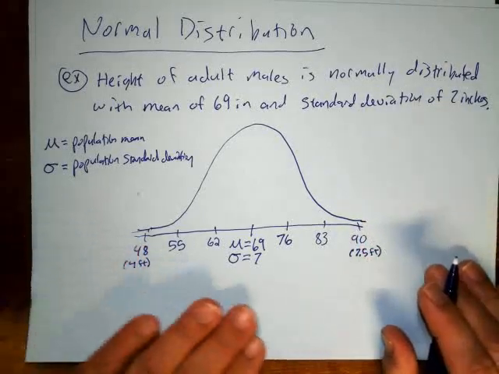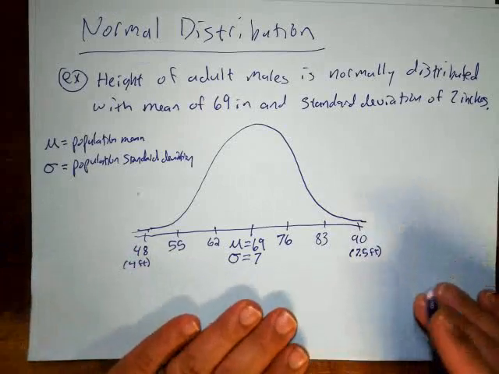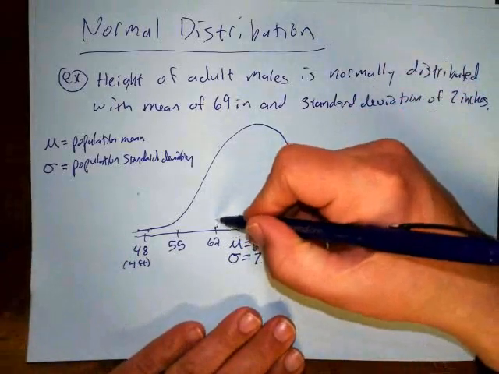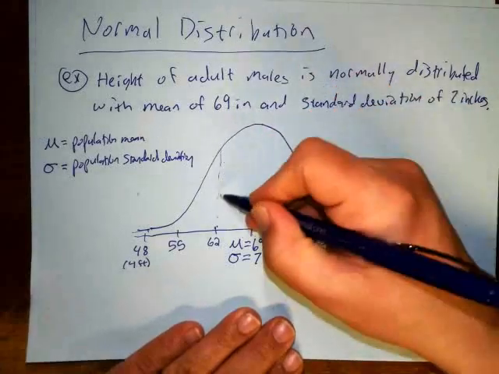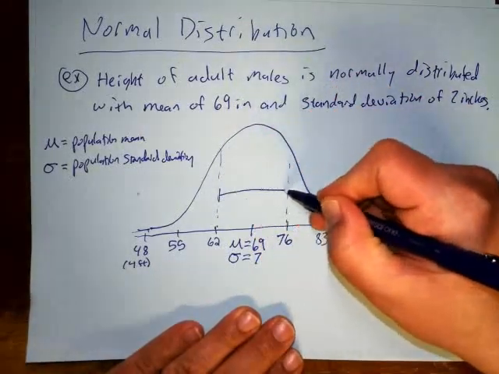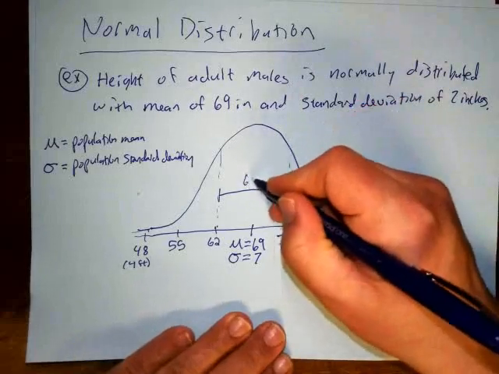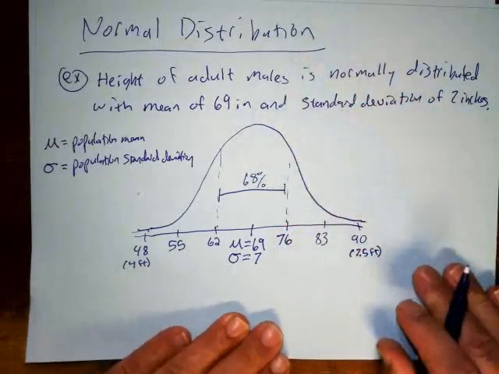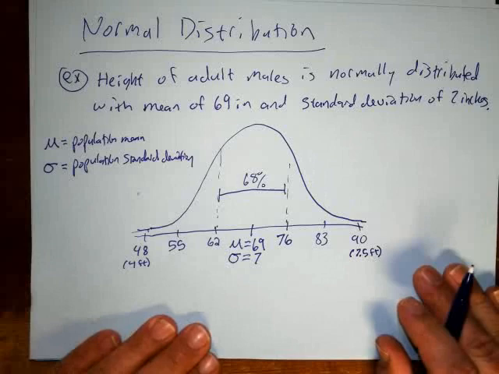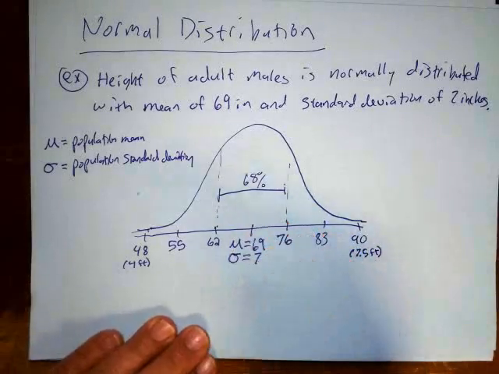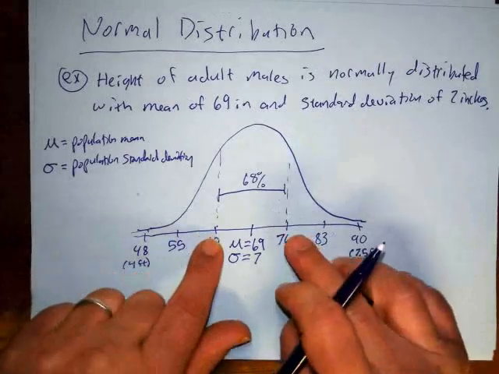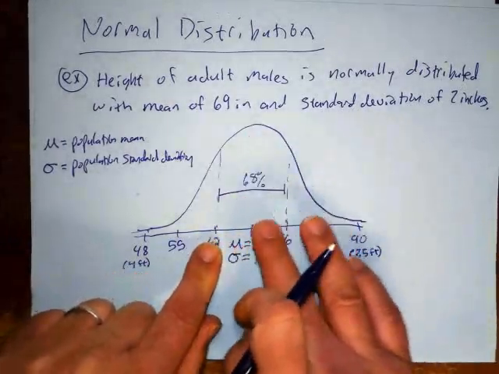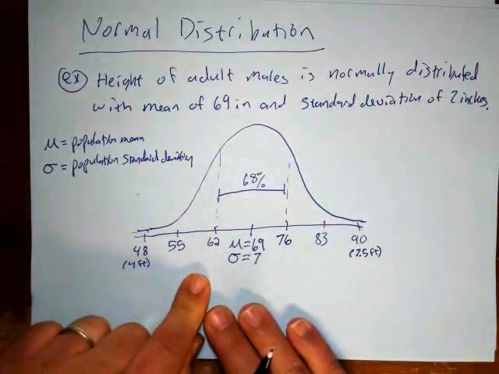Now, as it turns out, we actually know how much data is within 1 standard deviation from the mean, and this is for any normal distribution. There is 68% of the data within 1 standard deviation. 68% is a little more than 2/3 of the data. So within 1 standard deviation, you already have over 2/3 of the data.